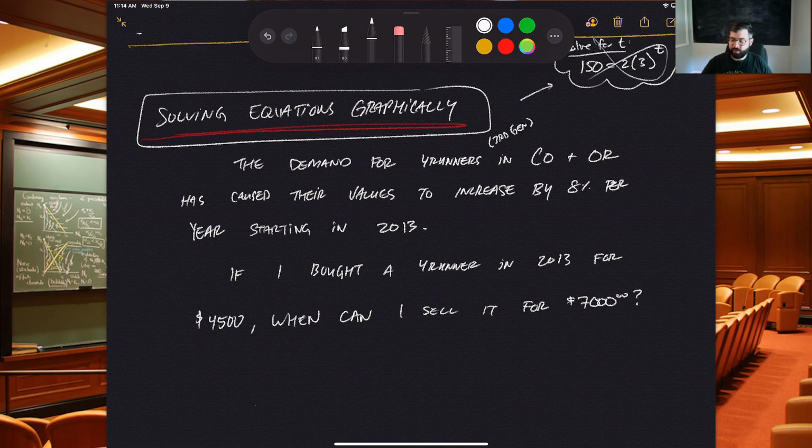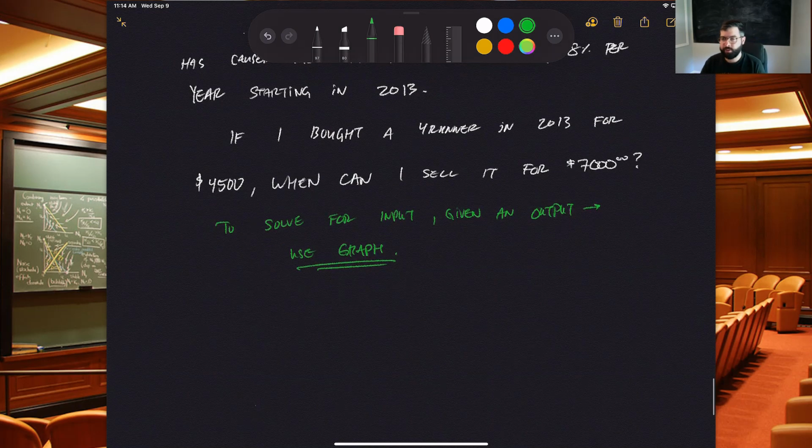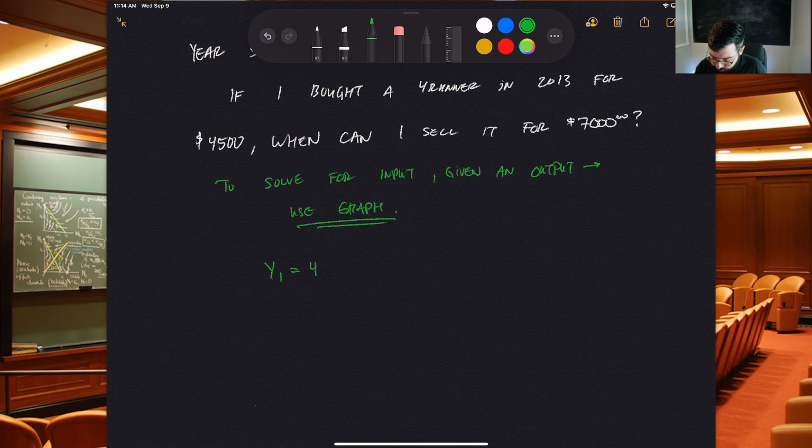So again, we can't solve it algebraically. So we're going to need to do something else. So to go to the graph, to solve for input given an output, we use the graph when you can't use algebra. So what we do is we say y1 is the output of our function, which we know is 4,500 times 1.08 to the t. Hey, Melly, how'd you get that?